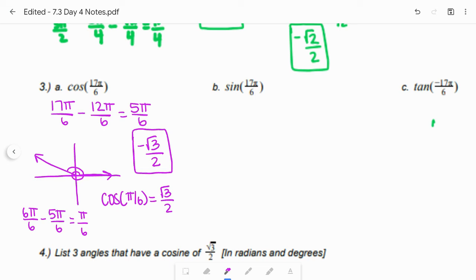Part B, we have sine of 17 pi over 6. So I know the reference angle is going to be pi over 6, and that is equal to 1/2. When I am in the second quadrant, sine is positive, so 1/2 is my answer.